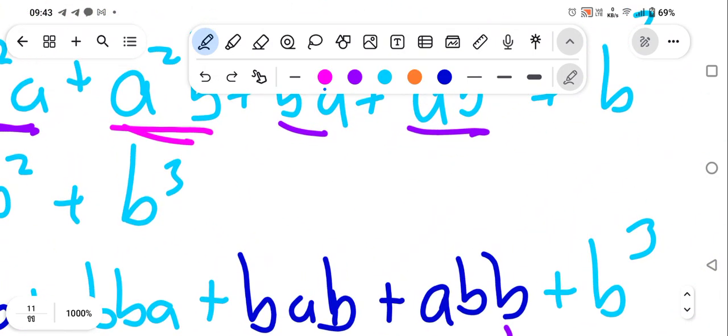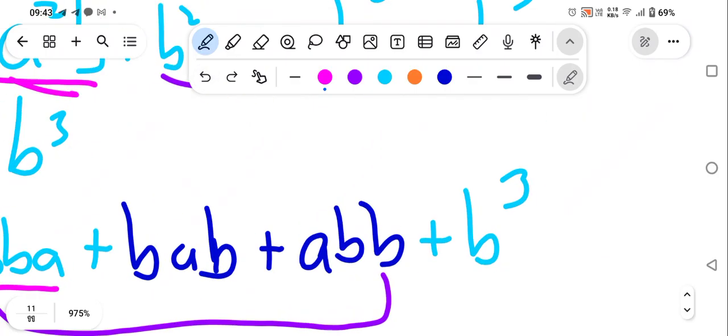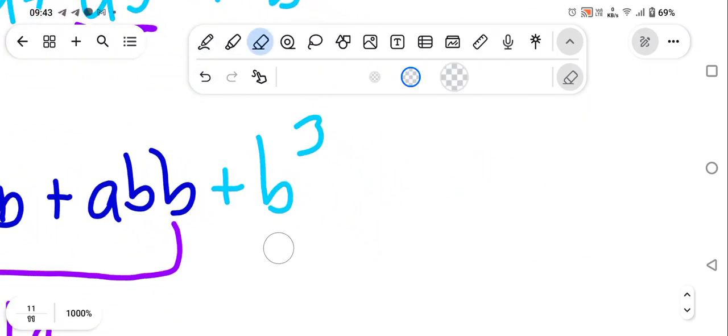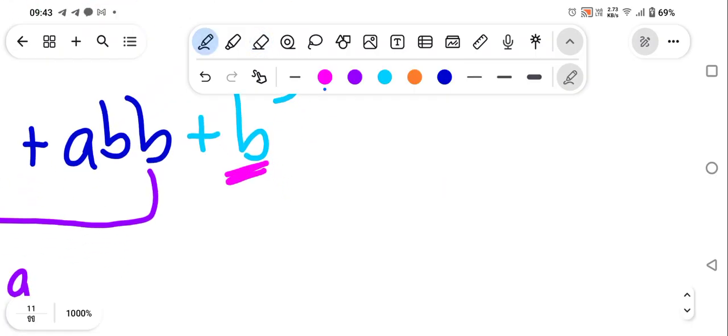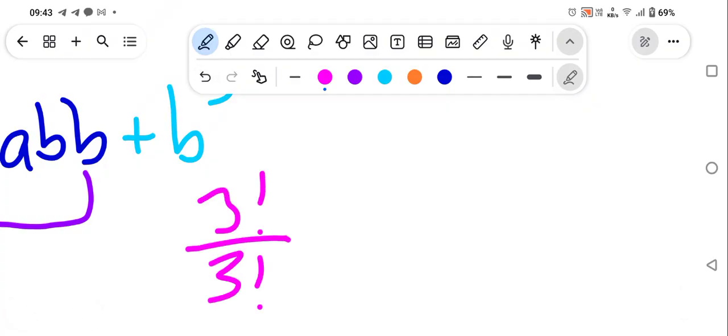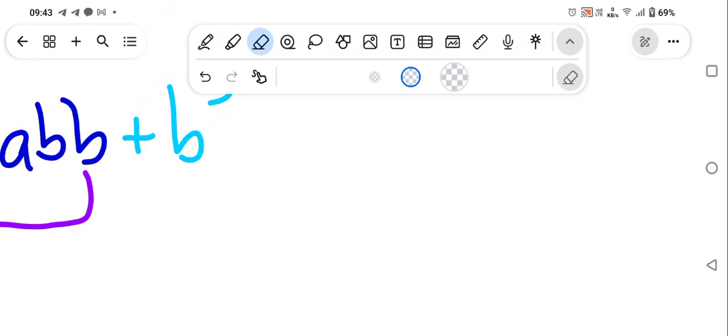So why doesn't the B cubed have any coefficient term? Because it only has one combination, which is BBB. No matter how much you rearrange the BBB, it will only have one combination. So this is like 3 factorial over 3 factorial, so it's just 1.